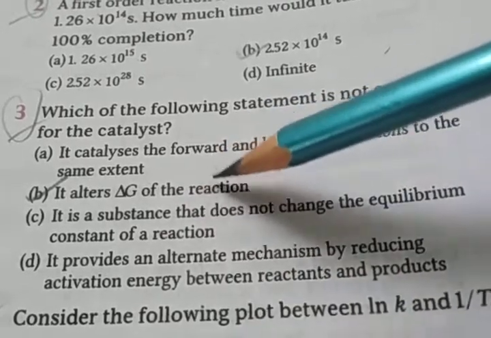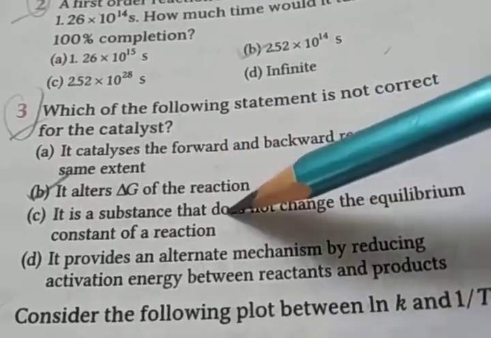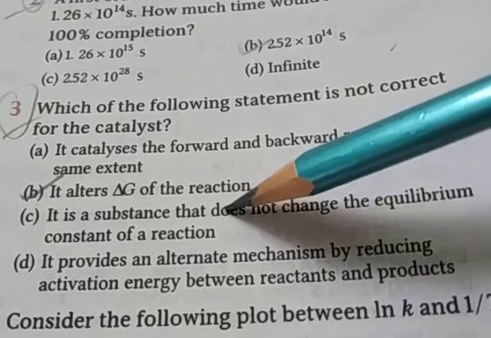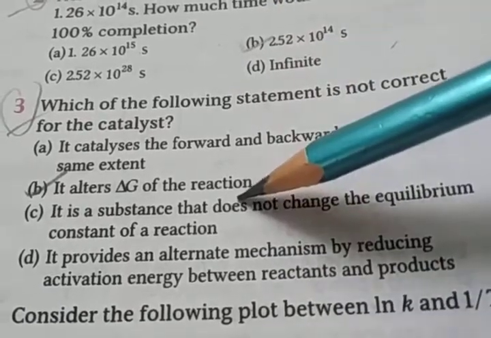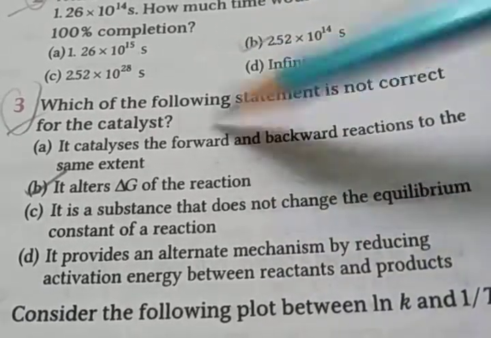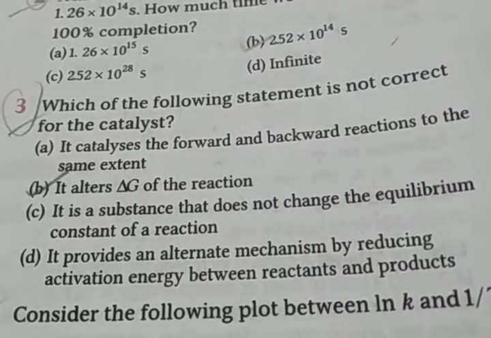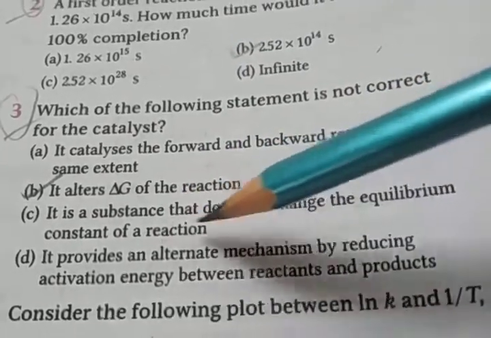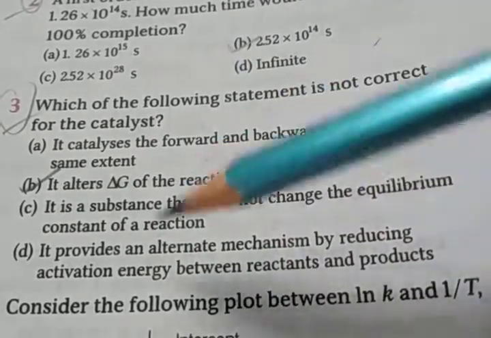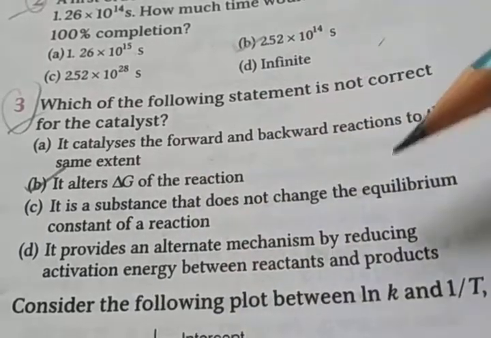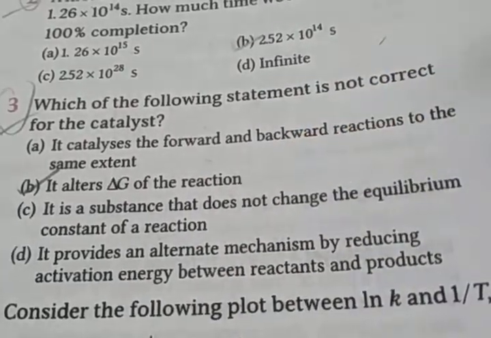Second, it alters delta G of the reaction. Delta G gives free energy, so exothermic and endothermic reactions are represented by it; the catalyst does not represent this, it gives free energy. Then third, it is a substance that does not change the equilibrium constant of a reaction. Right? Because the catalyst causes no change.